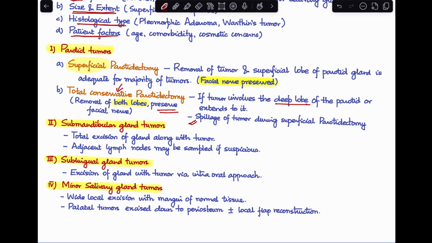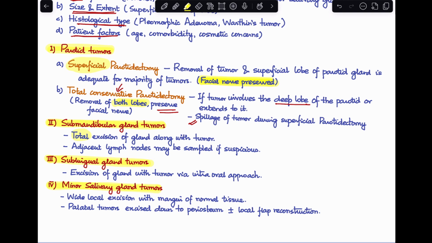Next is the submandibular gland. If the submandibular gland is involved in a benign tumor, the only answer is a total excision of the gland along with the tumor. We do not do a partial excision of the gland here, we remove it completely. And if you are suspicious, you can even sample the adjacent lymph nodes. That's about submandibular gland tumors.